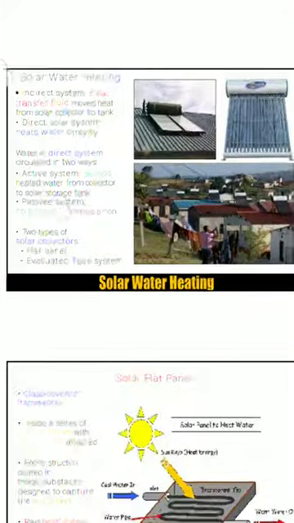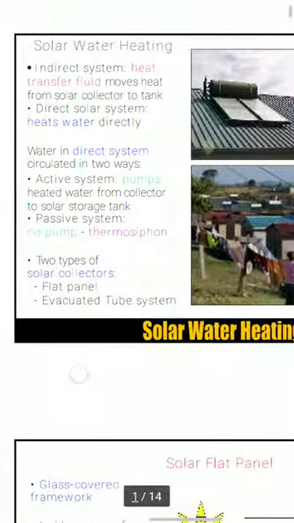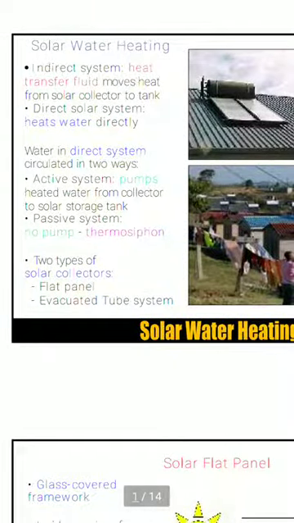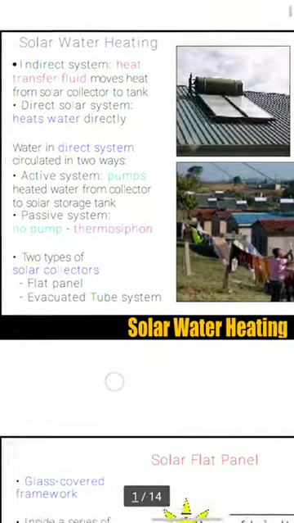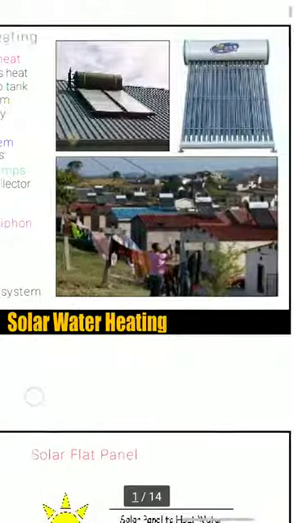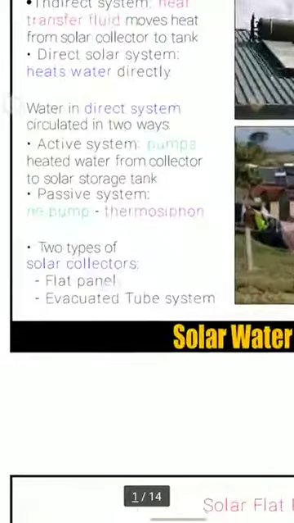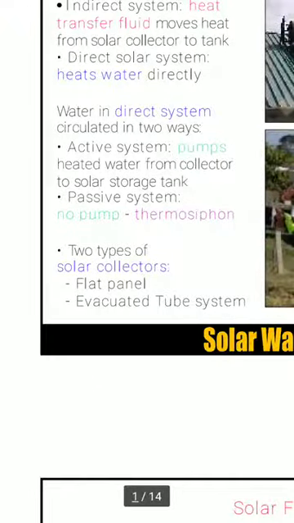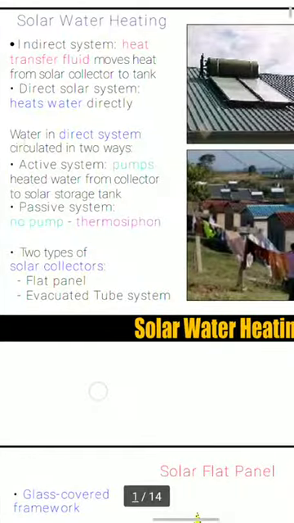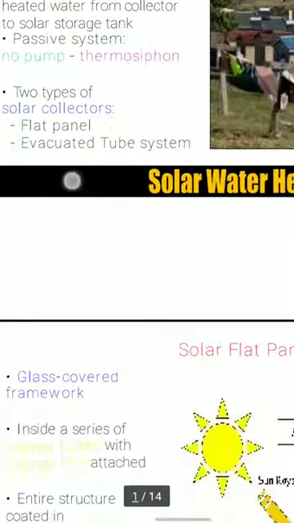So for solar water heating, in an indirect system, a heat transfer fluid moves heat from the solar collector to the tank. A direct solar system heats water directly. An active system is one where a pump circulates the heated water to the solar tank, and a passive system has no pump. That is simply due to the thermosiphon flow, where colder fluid flows in the downward direction and hotter fluid, due to the density difference, moves in the upward direction. There are two types of solar collectors, flat and evacuated type systems.